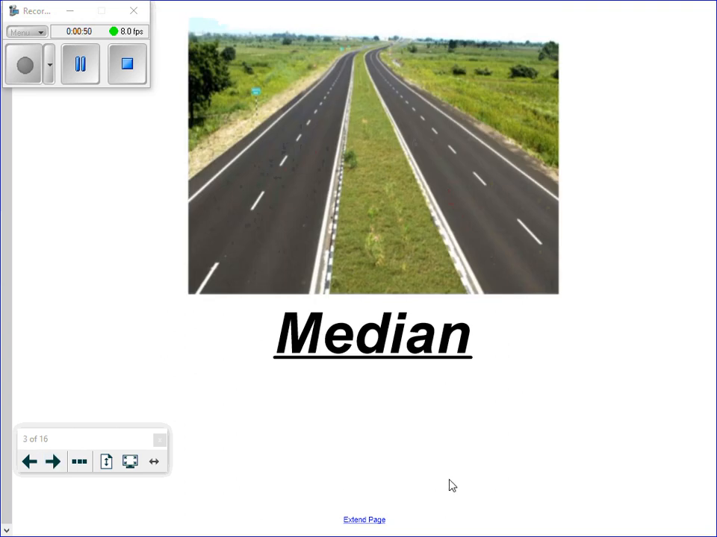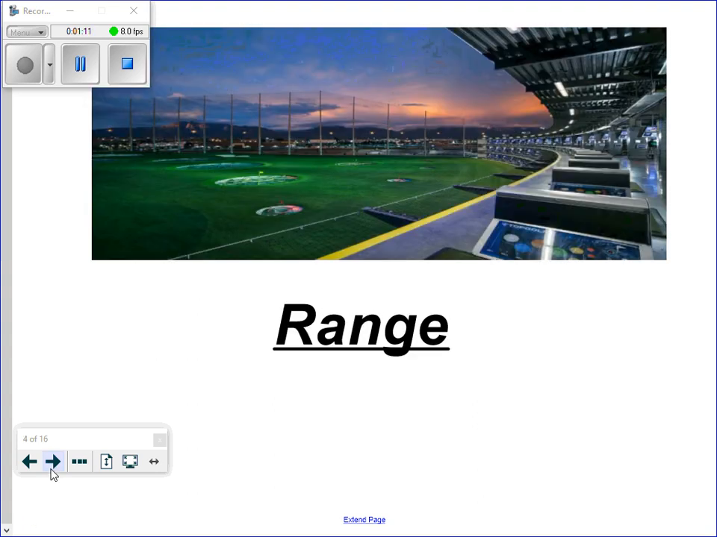Next one, we have the median. The median, when we're driving down the interstate, that's this middle area between the two highways, okay? This line down the road is also considered the median. So it's the number in the middle. I want you to think, what is in the middle? That would be your median. We've worked with that with some of our other lessons as well.